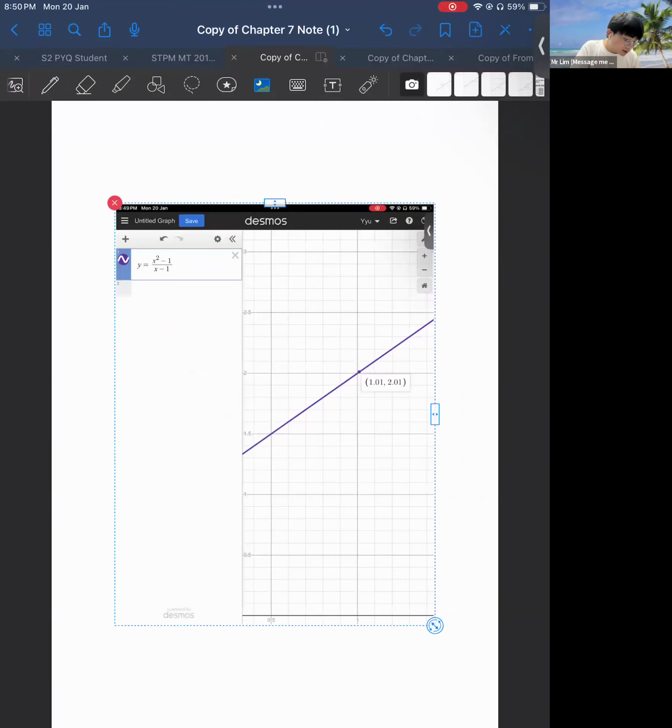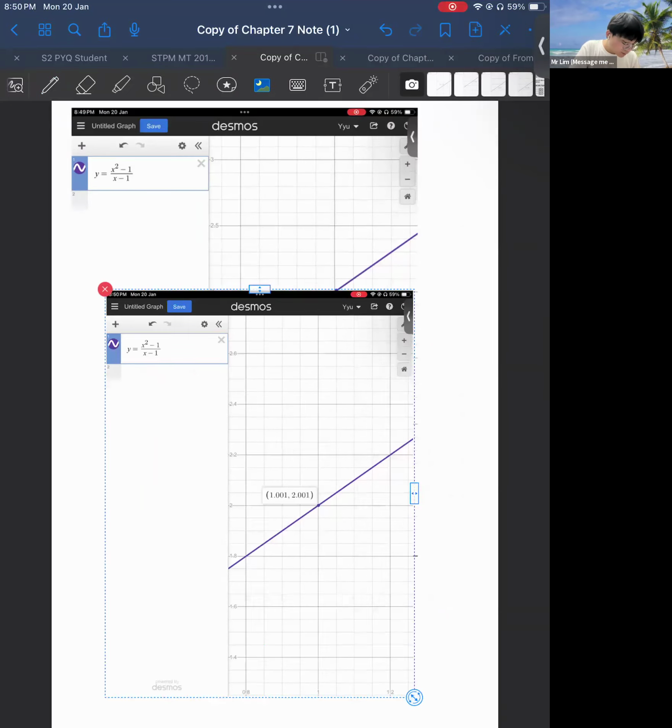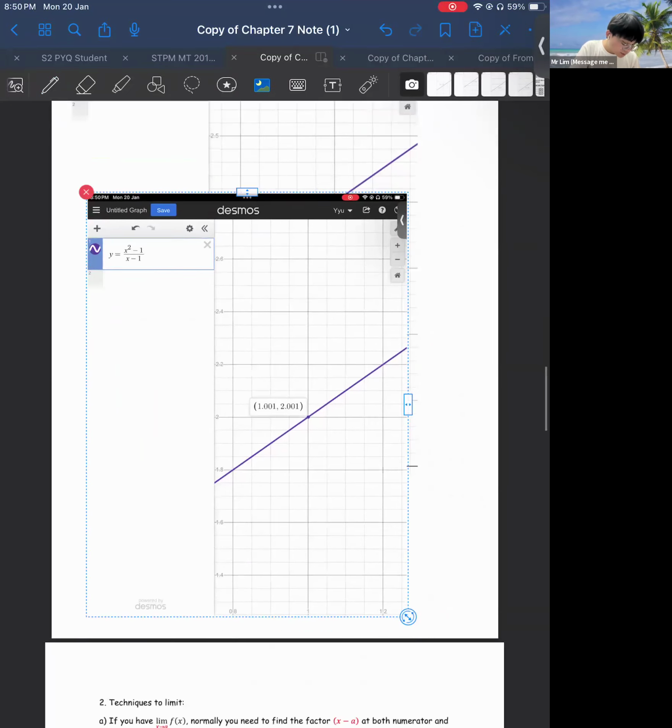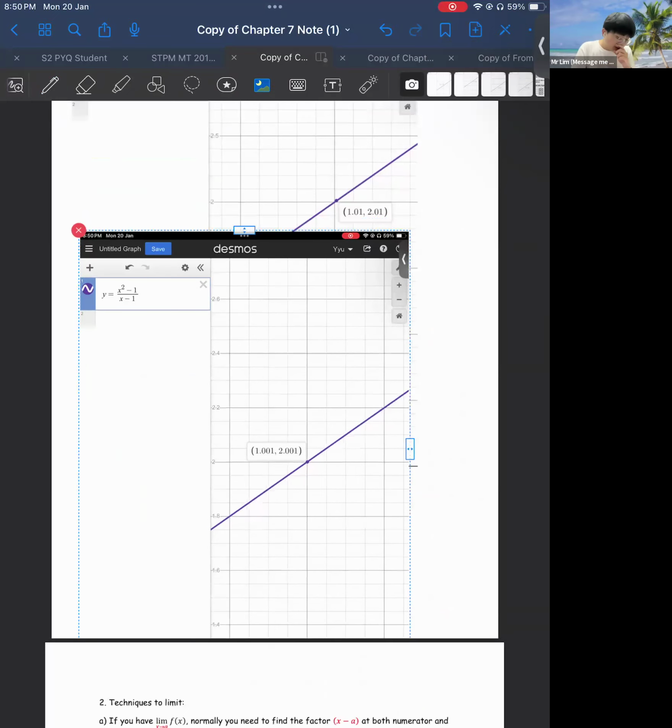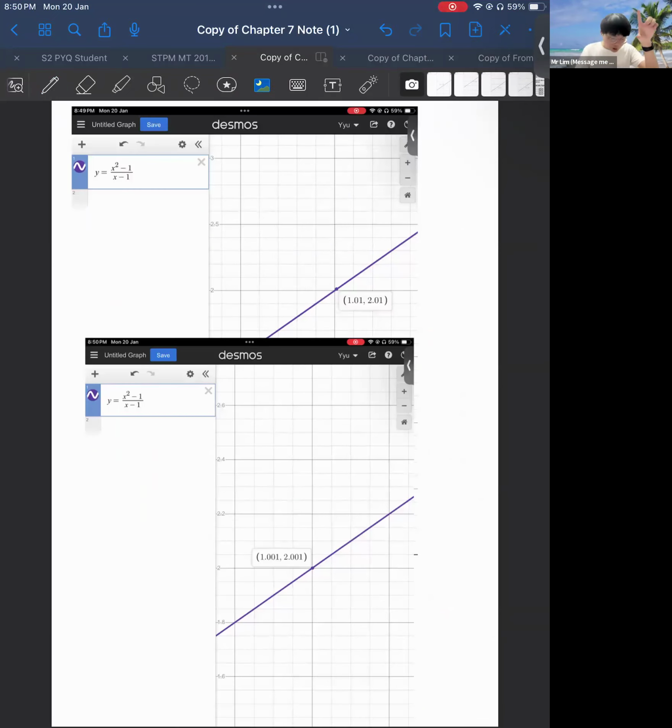Okay, now let's see these two pictures. In these two pictures, we see the value when x is equal to 1.01 and 1.001, meaning that x is becoming closer and closer to 1. This is the x value, and the y value, 2.01, 2.001, looks like it's getting closer and closer to 2, correct? Okay, it looks like it's closer to 2.